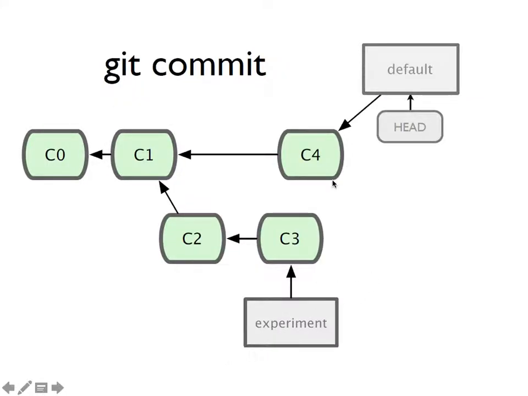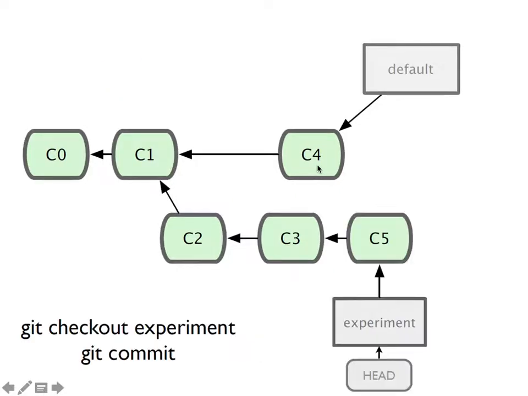I can make some changes here. Do a commit, I get C4. And now I can do git checkout experiment again. I'm back over here and do a commit. So I can keep adding on either branch, trying out ideas and seeing how the ideas expand.